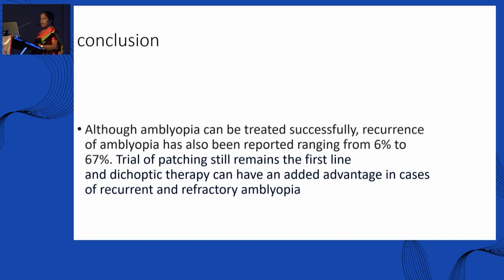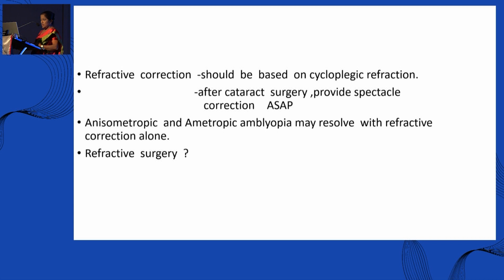So in conclusion, amblyopia can be treated successfully, and recurrence of amblyopia has been reported in about 67% of patients. A trial of patches still remains the first line of treatment, and dichoptic therapy can have added advantage in cases of recurrent and refractory amblyopia. And when there is a recurrence, you can use the same thing again, patching and dichoptic therapy as well. Refractive correction should be based on cycloplegic refraction, and after cataract surgery provide spectacle correction as soon as possible. Anisometropic and ametropic amblyopia may resolve with refractive correction alone.